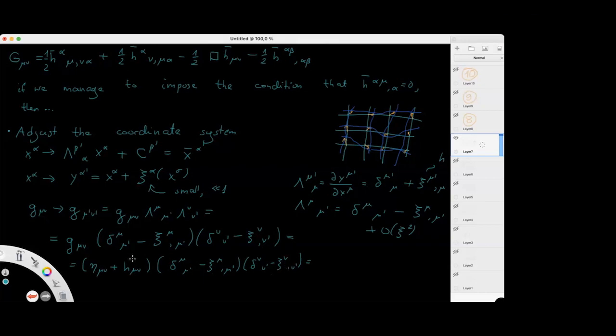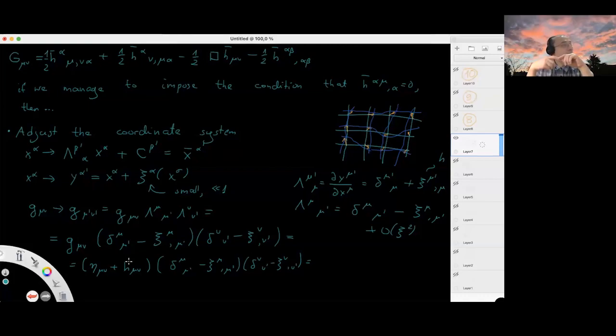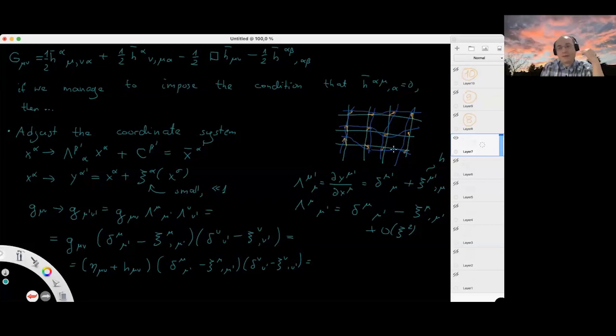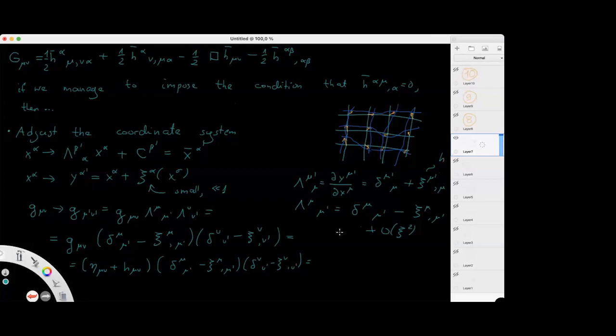I had a question. Yes. So when you say that xi has to be of the order of h, it means that it has to be linear order of h? Yes, we assume that it's of the same order. It has to be in linear order, right? Yes. Okay. So basically, we assume that we can easily neglect things of the order of xi squared, or xi multiplying h, or the derivatives.